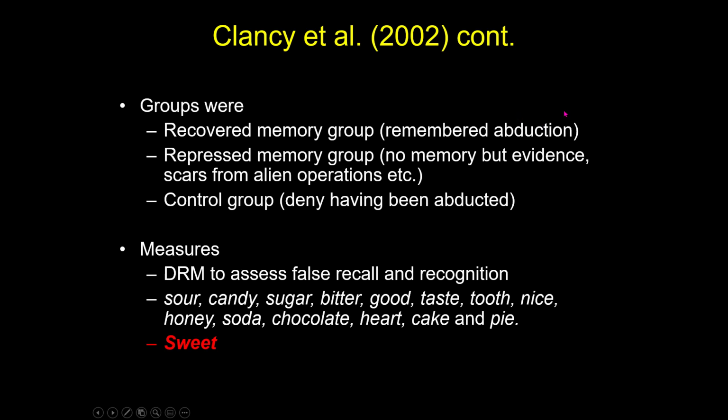So they enlisted participants in this study, and they had 3 groups. So they had a recovered memory group. These people remembered the alien abduction. No problem. They'd been to maybe therapy. They'd been asked to remember their traumatic experience, and then the memory had been recovered, and they had a full memory of what happened to them when they were with the aliens.